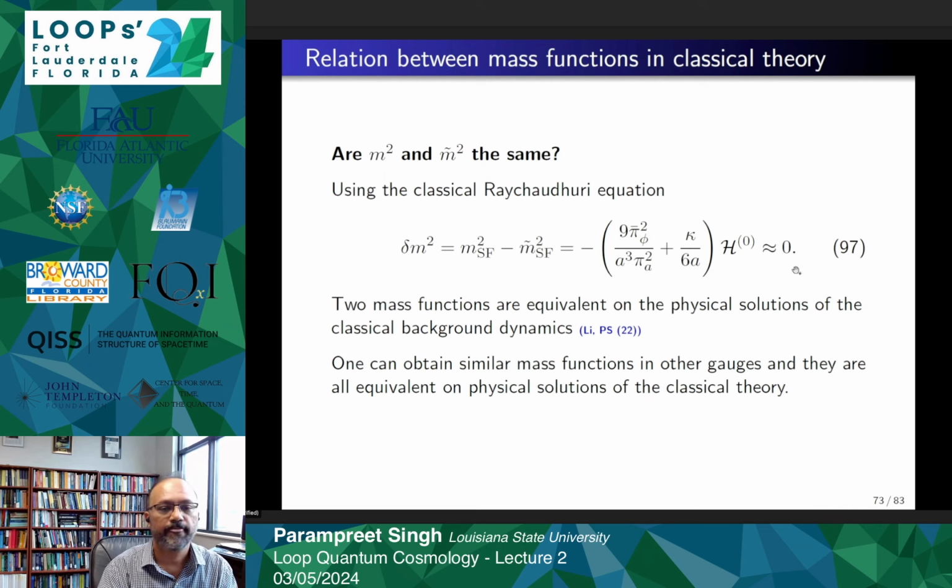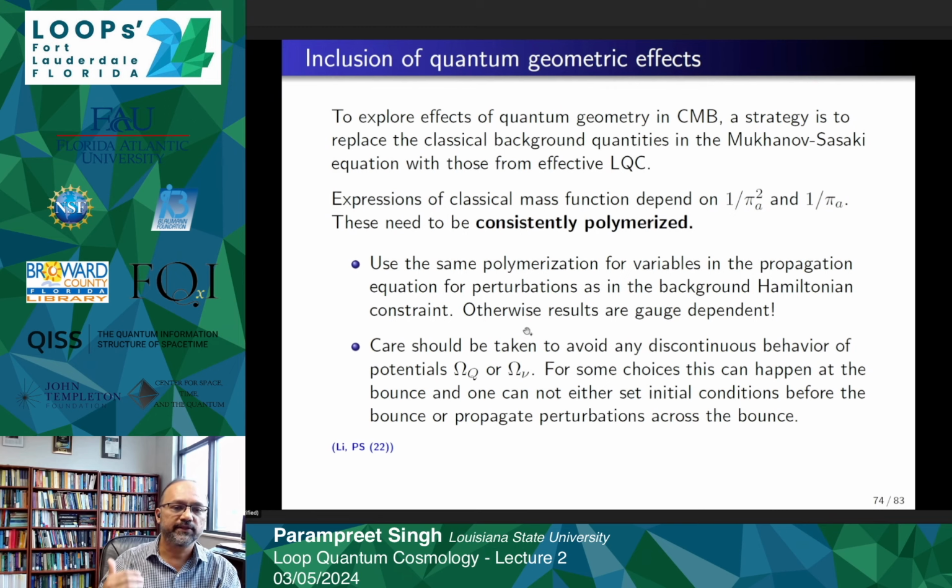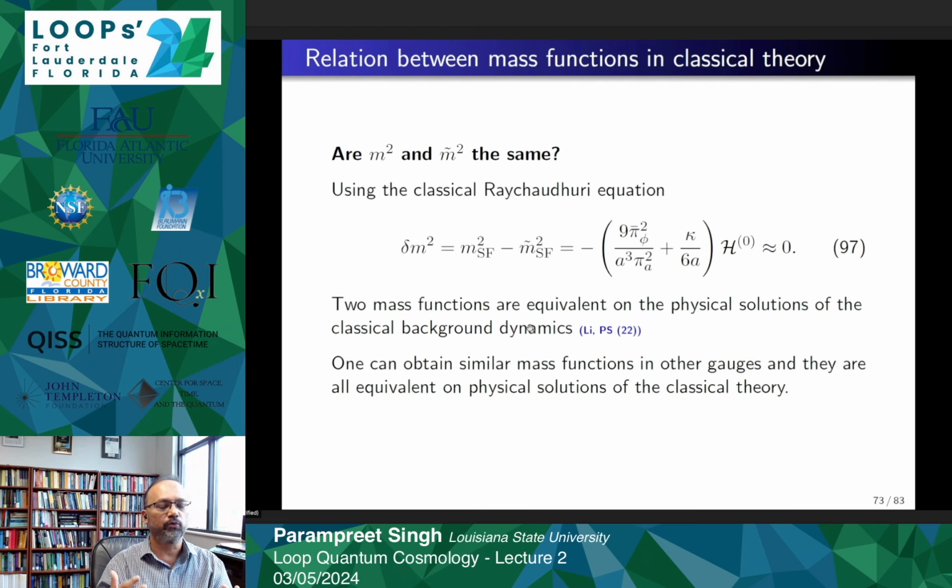They are completely equivalent. Now, you can ask the same question for gauges. What one can show is that in classical GR, these mass functions really are absolutely equivalent to each other on the physical space of solutions. But this is actually not going to be true at the effective space-time level in loop quantum cosmology. And that is where the difference comes in the two approaches of doing perturbations, because one approach follows one trajectory, the other approach follows the other trajectory.